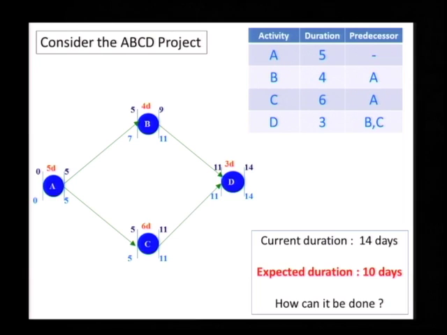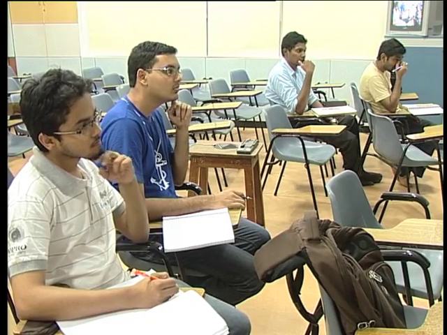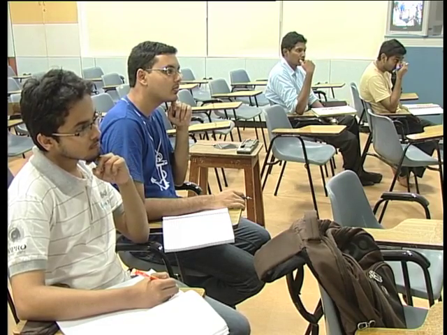Now let us get to our favorite project. It is the simple ABCD project, and as you can see here we have a 14-day completion. Let us say that the person who gave you this project wants it done in 10 days. Right now it is 14. What are your options? Reduce the duration of activities. So which activity duration would I reduce?